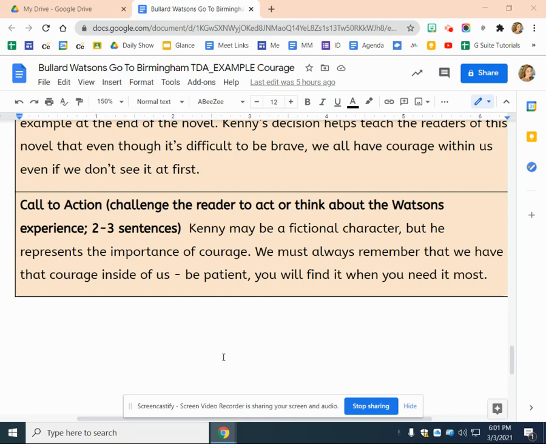All right, I'm going to go ahead and end this Ed Puzzle. Congratulations, you finished your organizer for the Watsons Go to Birmingham TDA.